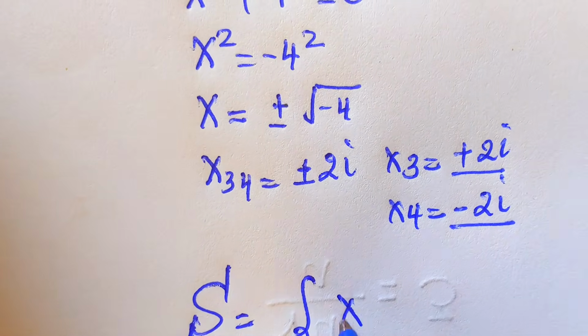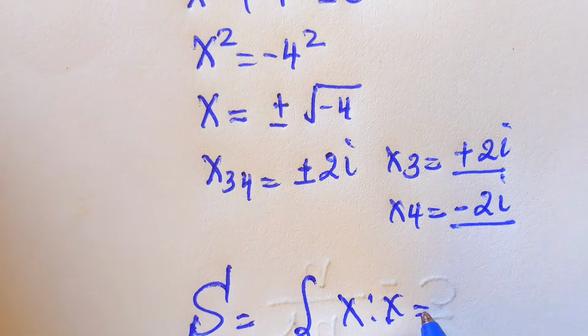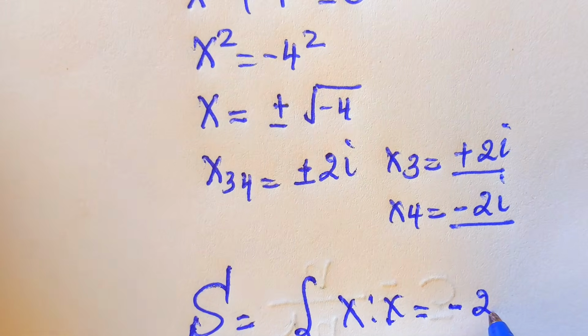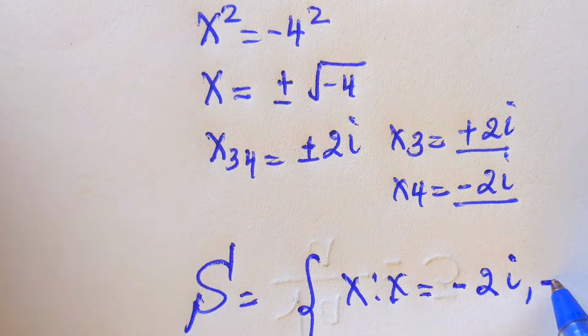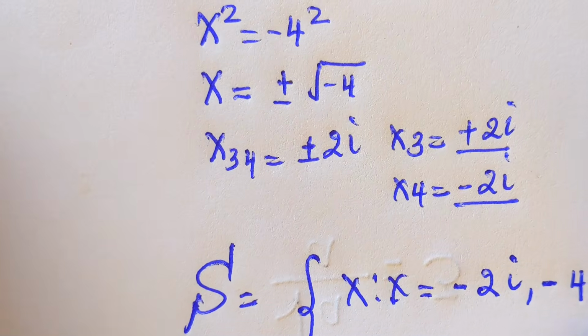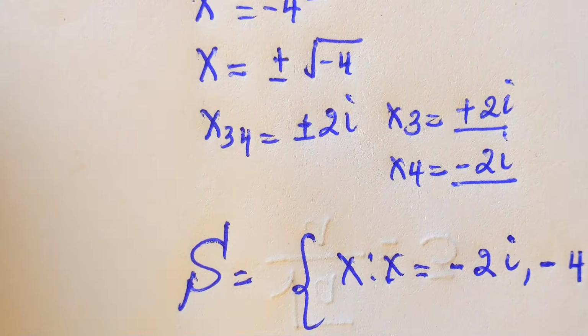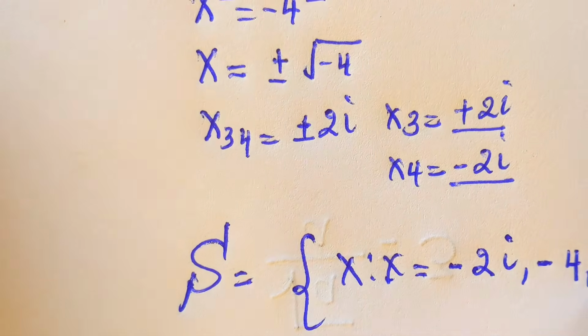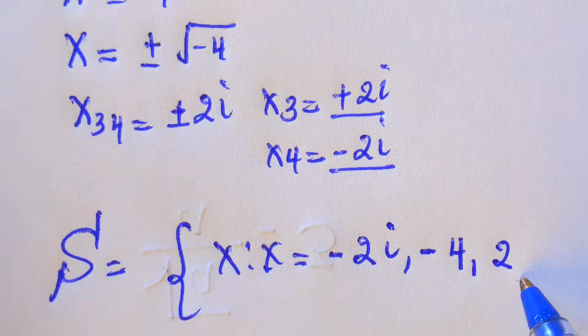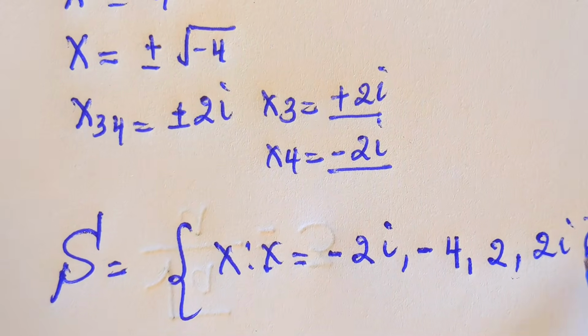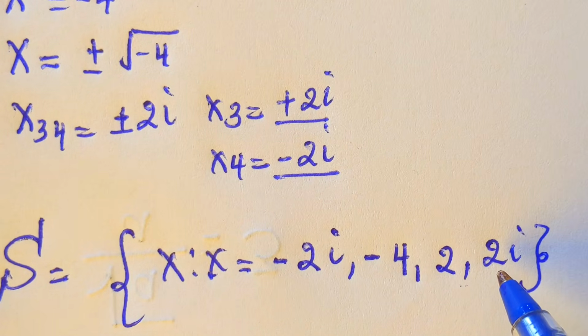includes x equals negative 2i. Here we have negative 4, we have 4, we have 2i and negative 2i. I can say that here.